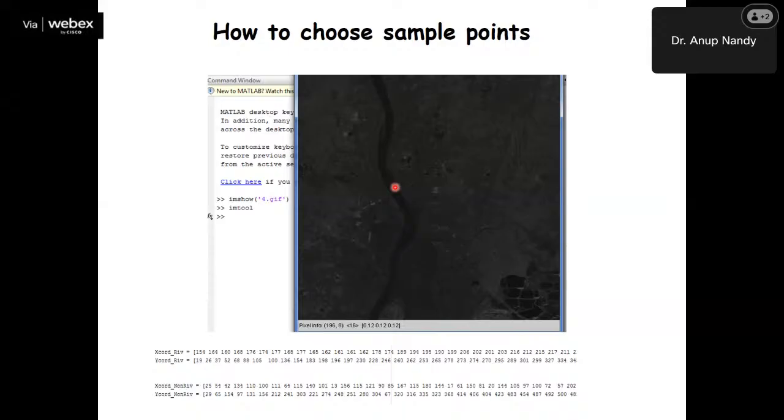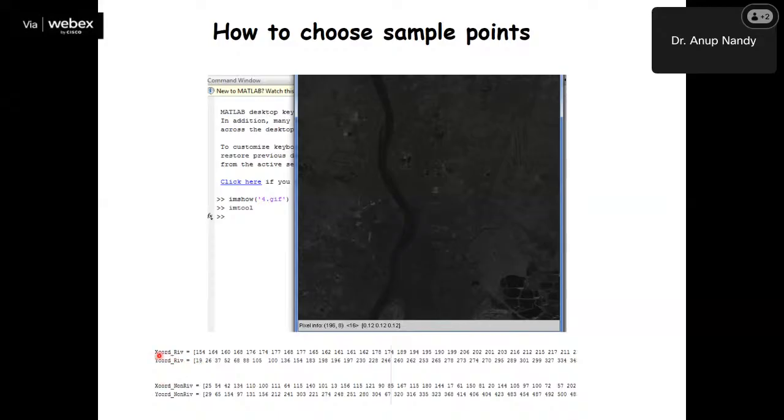For this, you have to check the actual mean, whether this actual mean will represent the entire population of this data set or not. We need to take care of that. Similarly, for the non-river class also, we need to take the features from across the region, otherwise there will be a problem in this case.